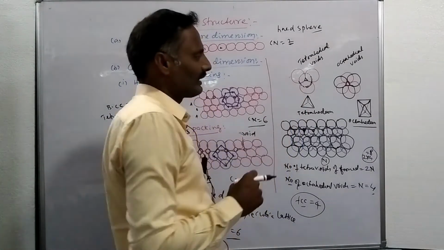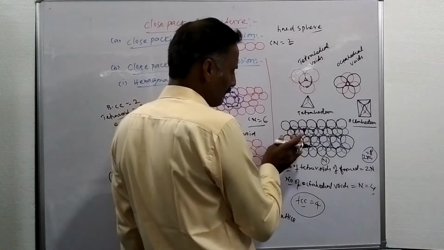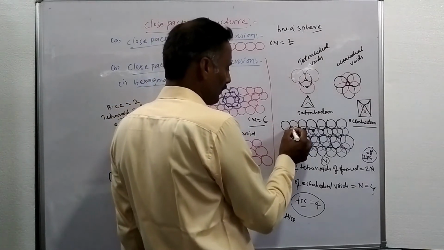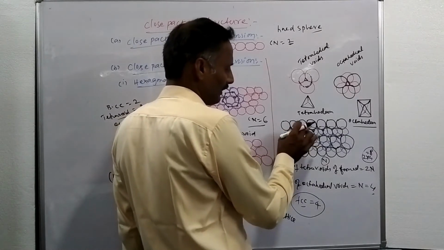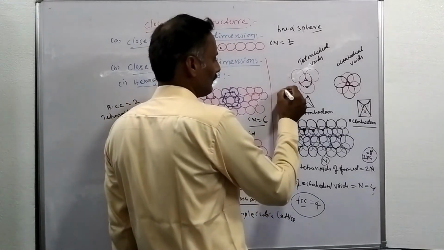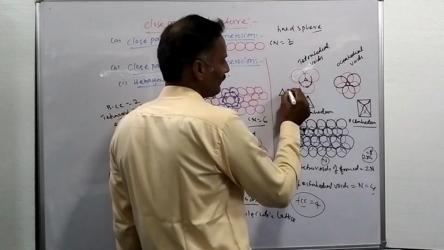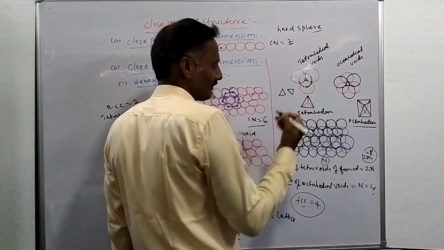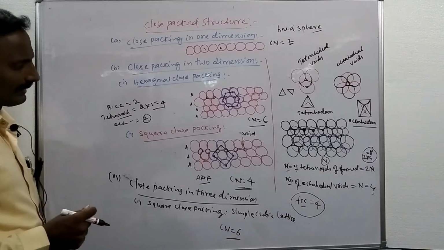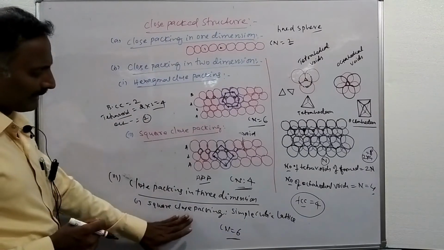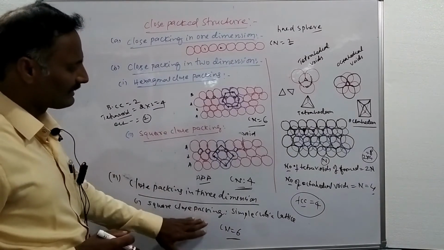In the formation of these tetrahedral voids, some of the voids have their apex pointing upwards and some point downwards. This is called a tetrahedral void here pointing upwards, and some point downwards. This is about close packing. This is square close packing in a simple cubic lattice. If we take 2-dimensional square close packing, we will get a simple cube.